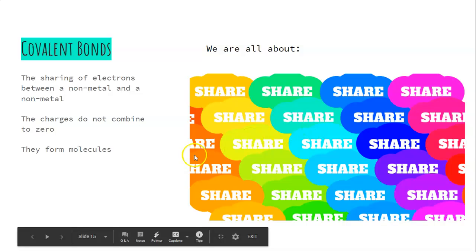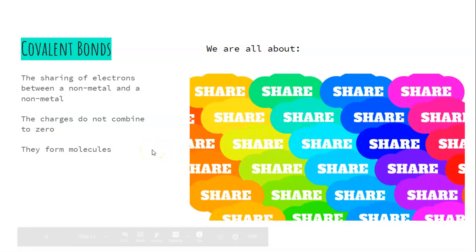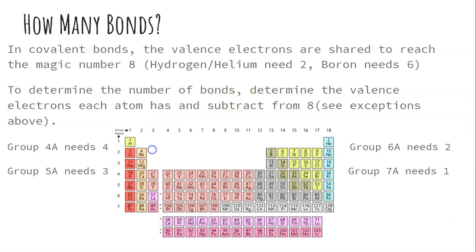Share, share, share. You can think about it that covalent is like cooperate. We're working together. So, how many bonds? In covalent bonding, the valence electrons are shared to reach the magic number 8.